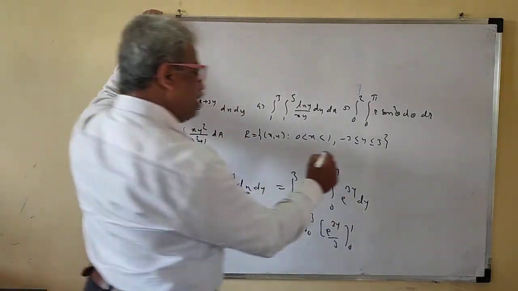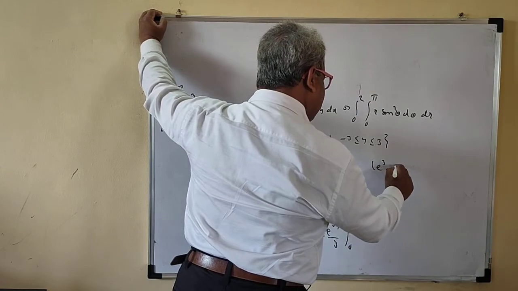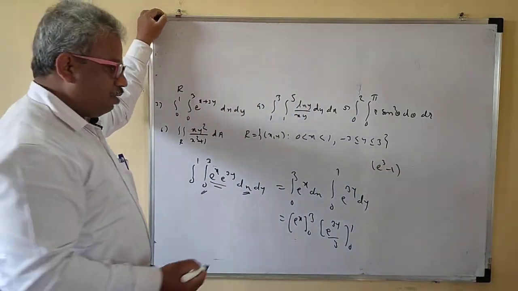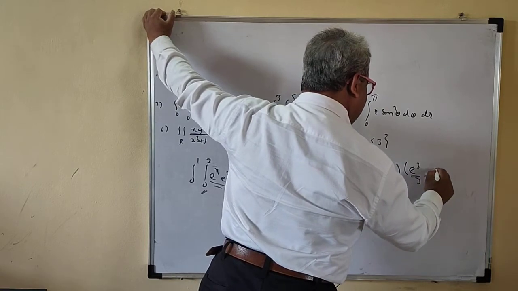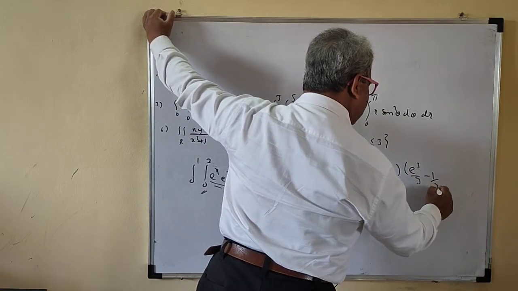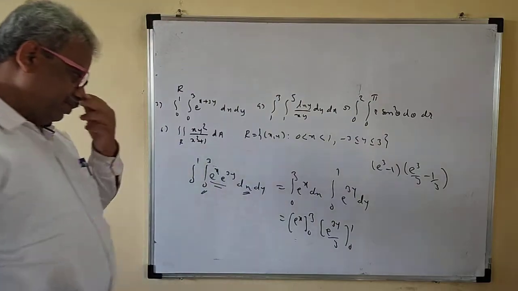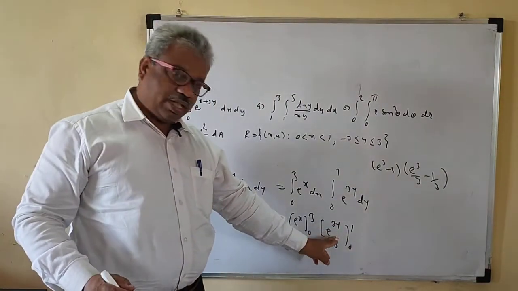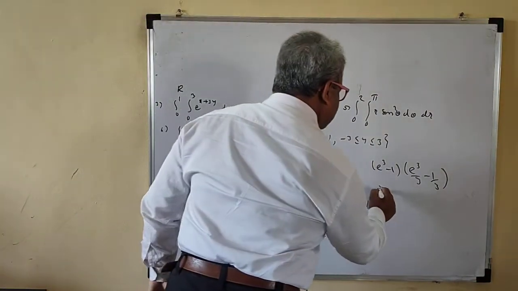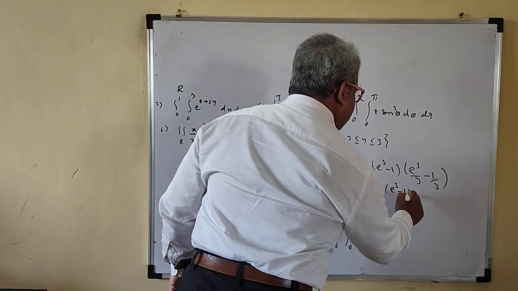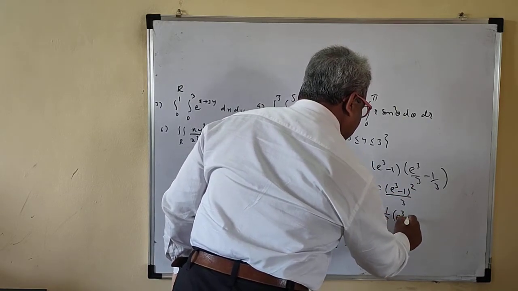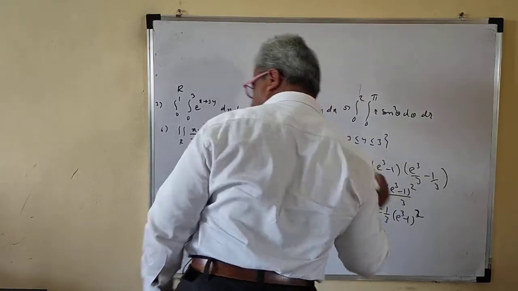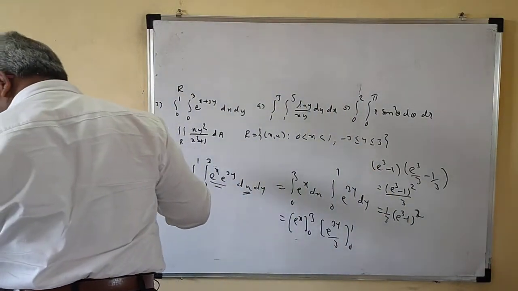Okay, so what is that then? This is e raised to 3 minus 1, and this is e raised to 3 upon 3 minus 1 by 3, minus 1 by 3, because e raised to 0 is 1. So that means this is (e cube minus 1) square upon 3. Or you can write this as (e cube minus 1) square.